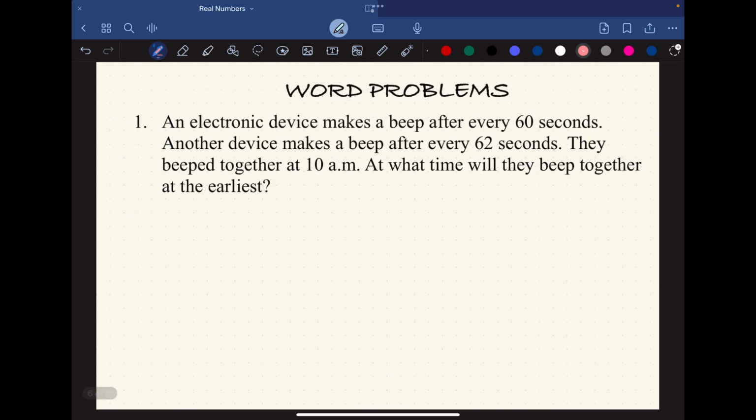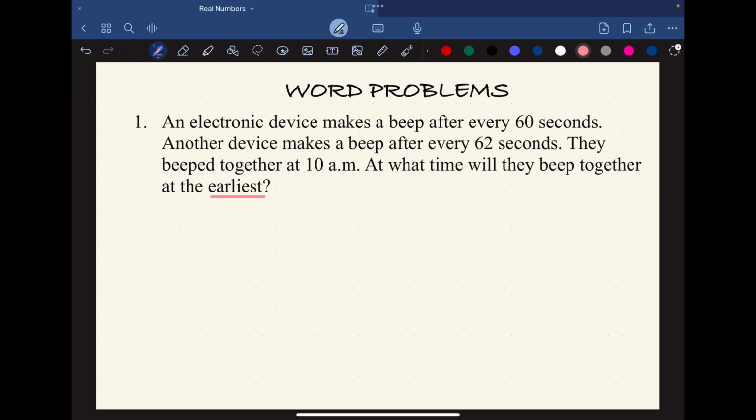Next is word problems related to what we have learned on LCM and HCF. First question, an electronic device makes a beep after every 60 seconds. Another device makes a beep after every 62 seconds. They beeped together at 10 a.m. At what time they will beep together at the earliest? So here you can see at the earliest. At the earliest means the least time they will take, right?